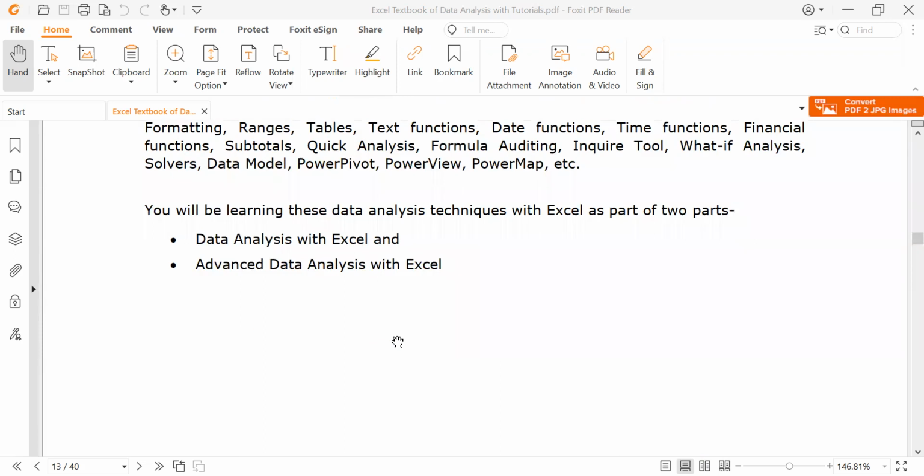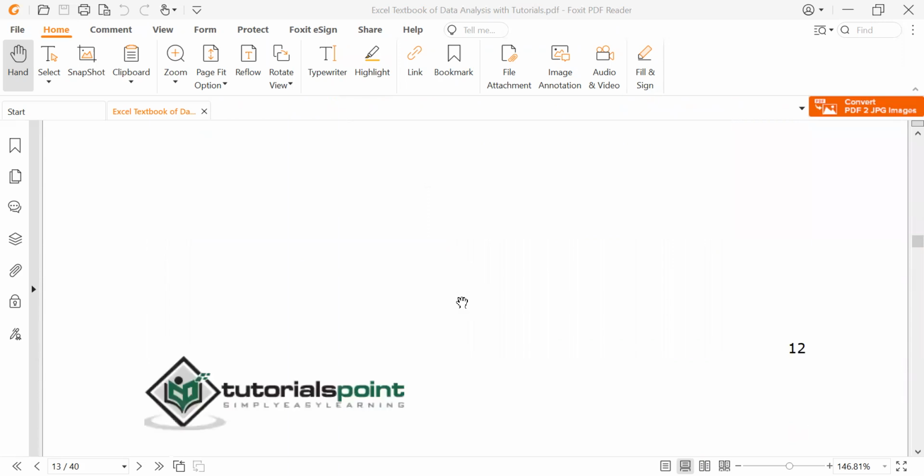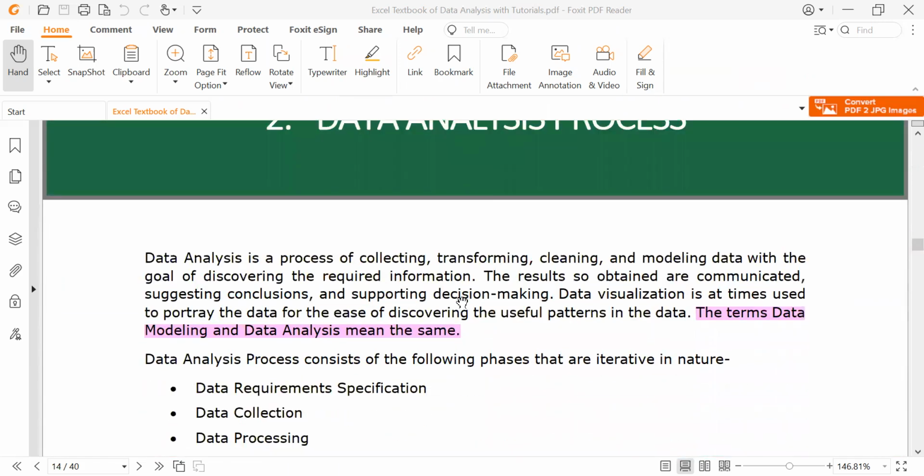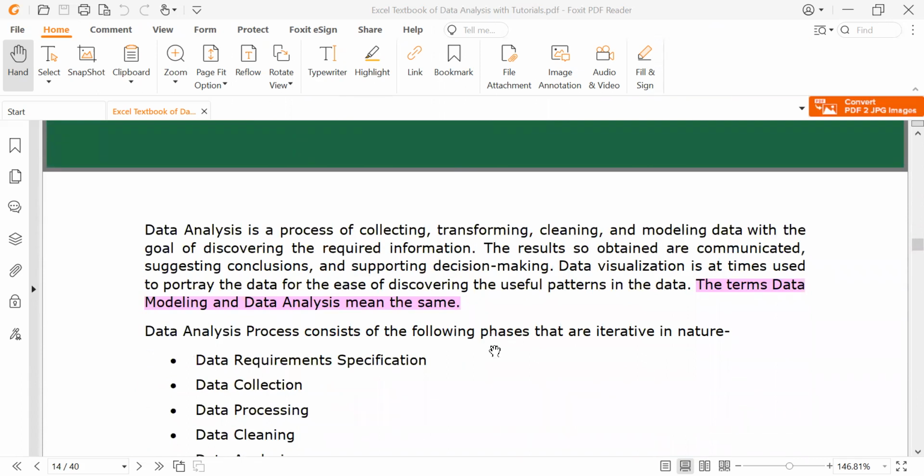So there's data analysis, there's introductory Excel, there's advanced Excel. We need to go gradually and ensure that we give you what you need to be able to meet your objectives.